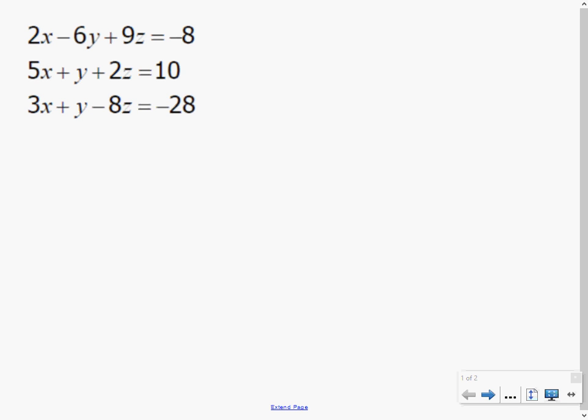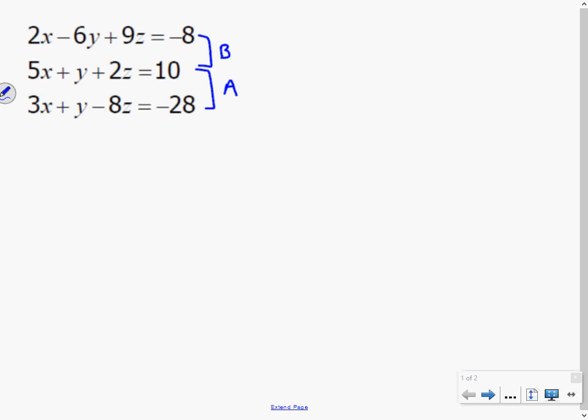So remember, we're trying to decide, first of all, which variable we think is going to be easiest to cancel out first. Here, I think it's probably going to be the y's, because I can really easily cancel out the y's in this set of equations. And then we can cancel out the y's pretty easily with these two equations as well. This isn't the only way to approach it, but this is what I'm going to do.